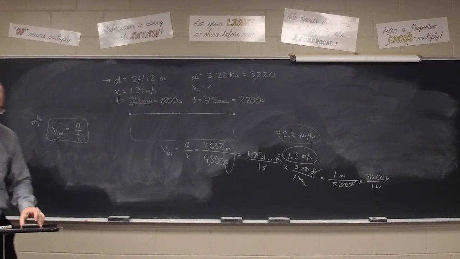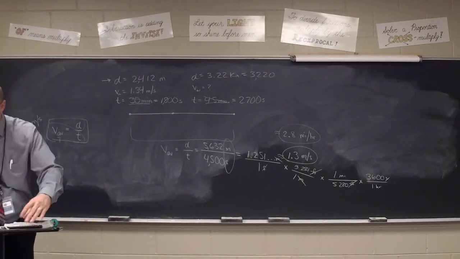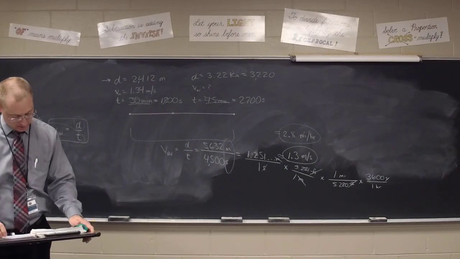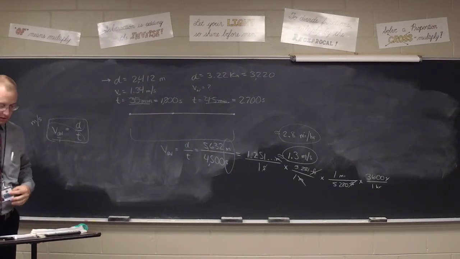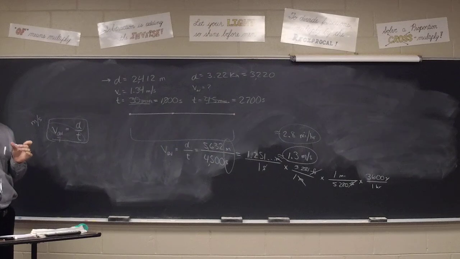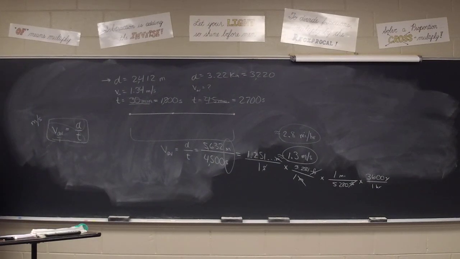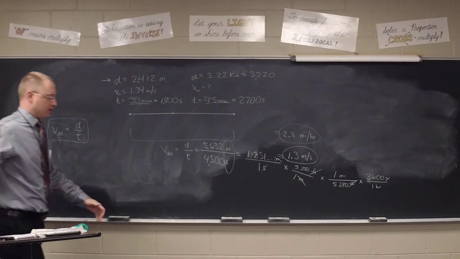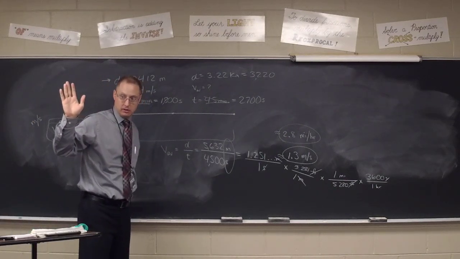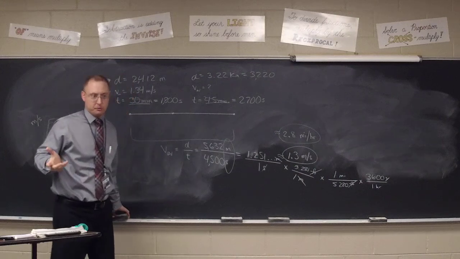Look at problem number 5. Kendall, read that one for us. How long does it take a train moving at 20 meters per second to cross completely a trestle 75 meters long if the train is 335 meters long? All right. How many know what a trestle is? A trestle. Nobody? It's a train bridge.